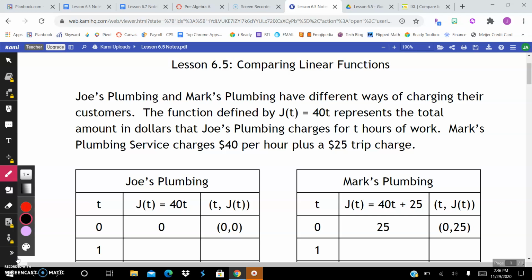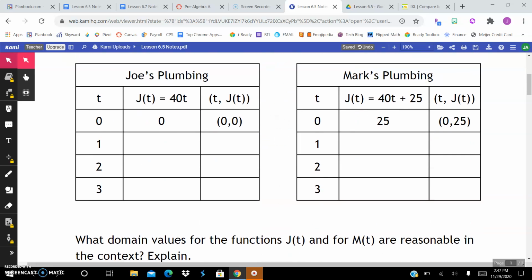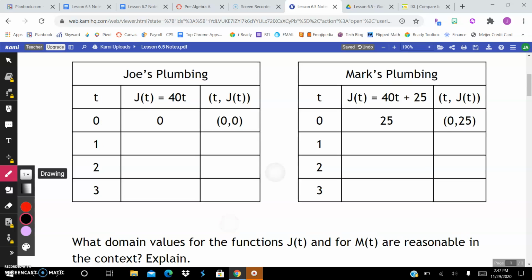Then Mark's plumbing service charges $40 per hour plus a $25 trip charge. So his customers have to pay $25 no matter what for him to come out, and then they have to pay $40 per hour. To compare these, we have to fill out the tables and get our ordered pairs.